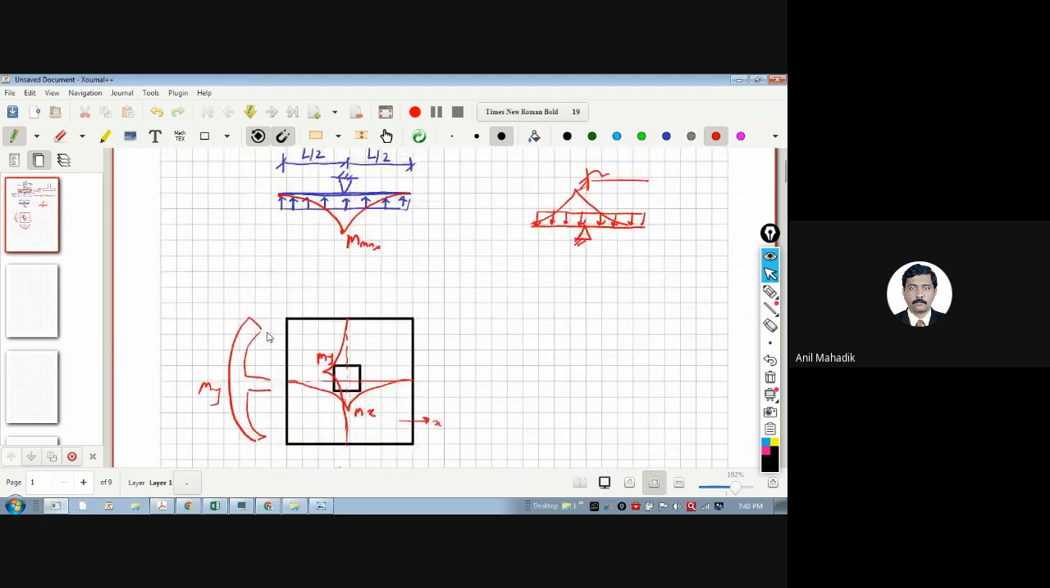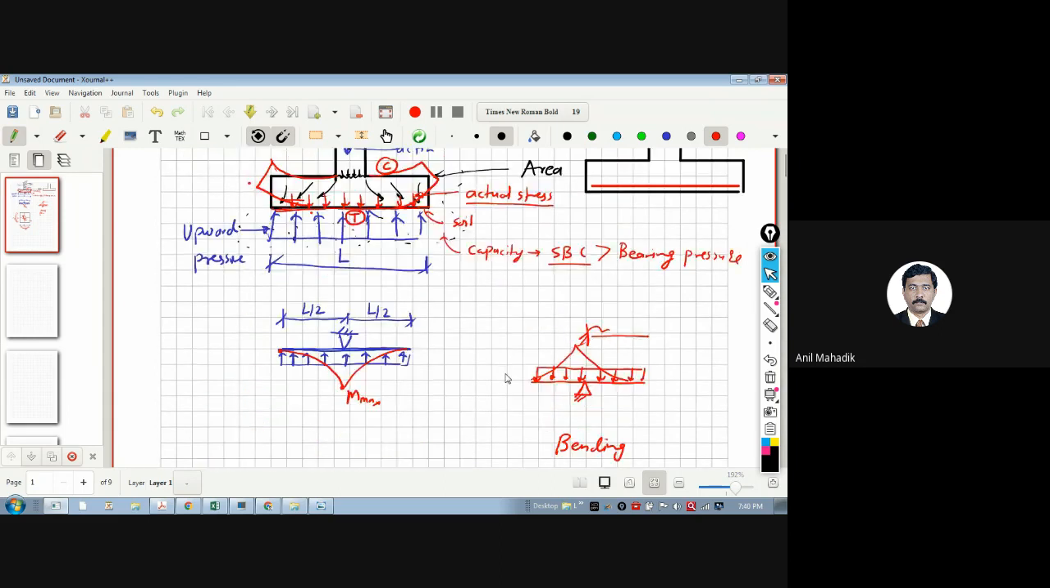What other forces will be there apart from bending moments? All of you know that whenever there is bending in any member, there are additional stresses. So we have a shear force, actually. There will be shear force in the footing.